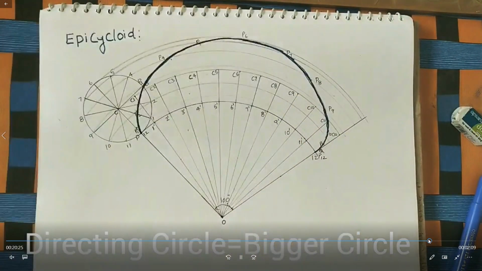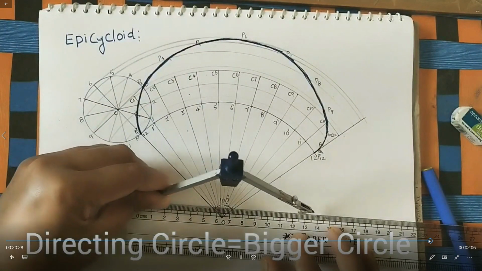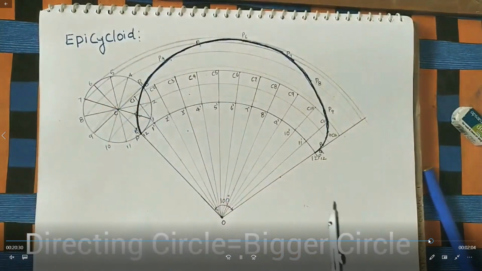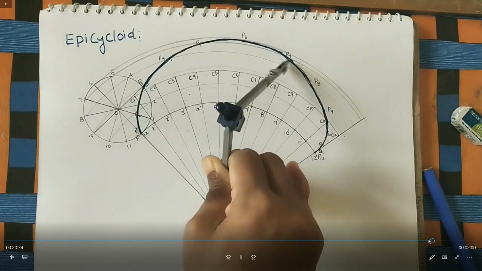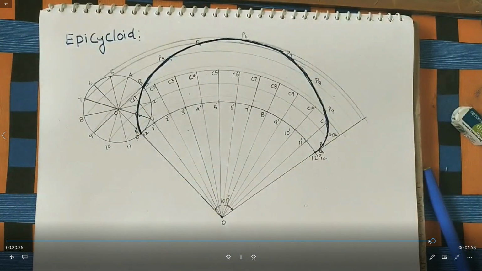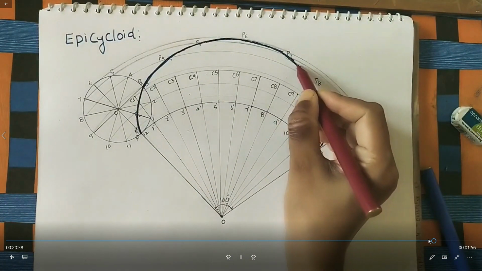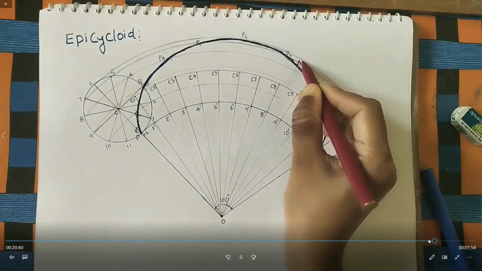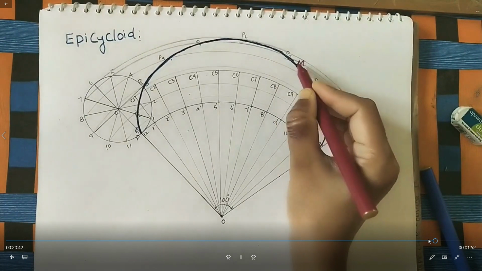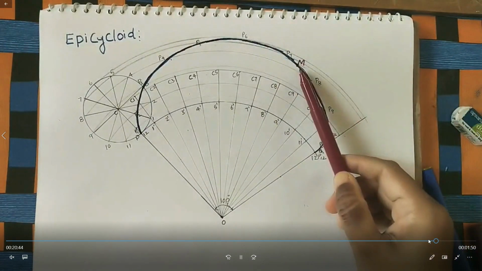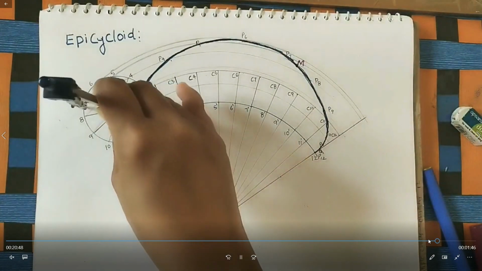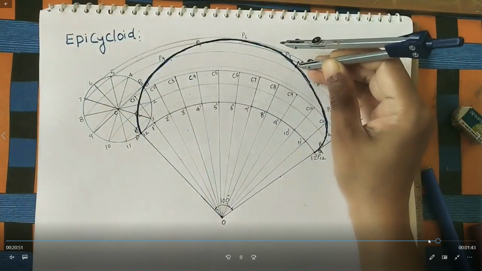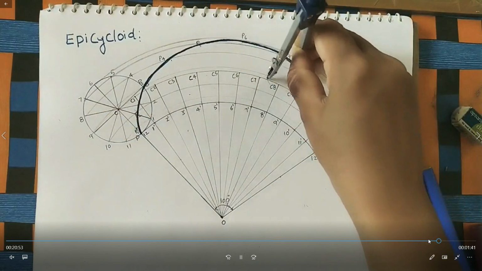Next point, we need to draw the tangent, that is 135 mm. With the help of the compass, you take the radius 135 mm. When touching the curve, in that way, we draw one arc. And that point is M. Take the radius 25 with the help of the compass. We draw the M2 and cut that center line.